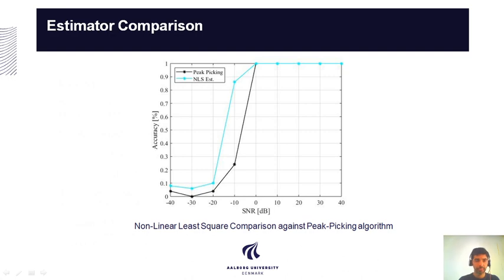Another experiment was conducted, and in this experiment, we were interested in comparing the performance of our nonlinear least square estimator against the peak picking algorithm. As you can see, our nonlinear least square estimator performs better when compared to the peak picking algorithm, and our nonlinear least square estimator also has good performance when the SNR level is at minus 10 dB compared to peak picking.